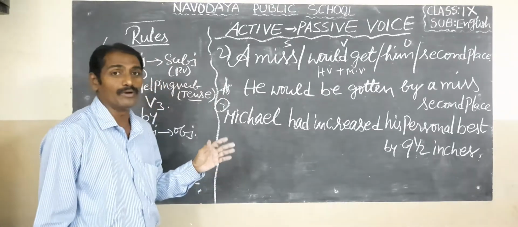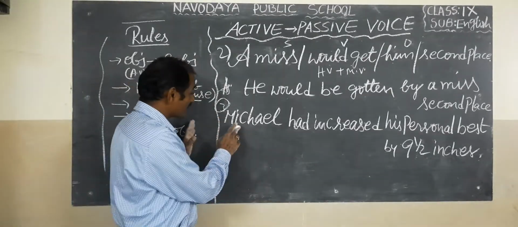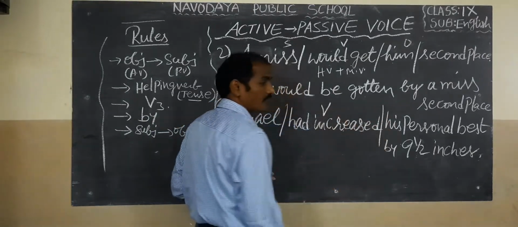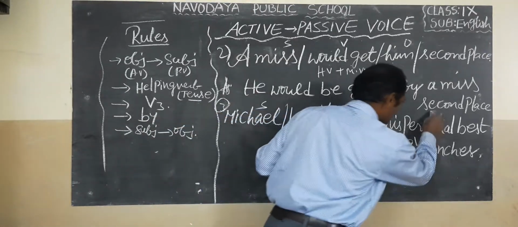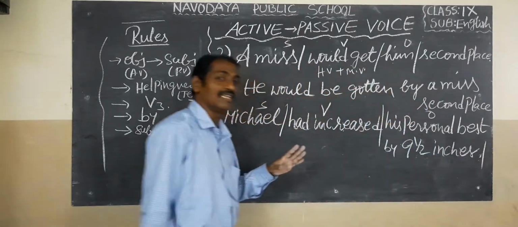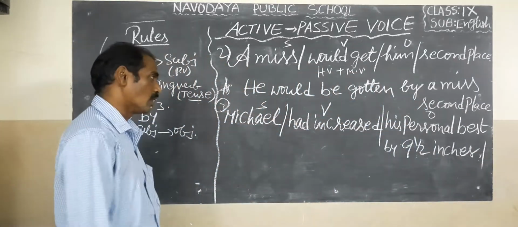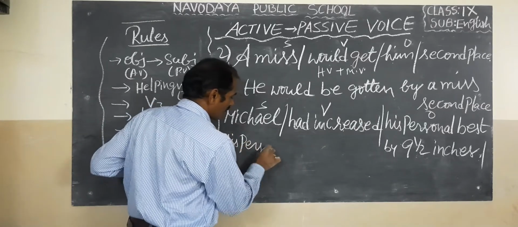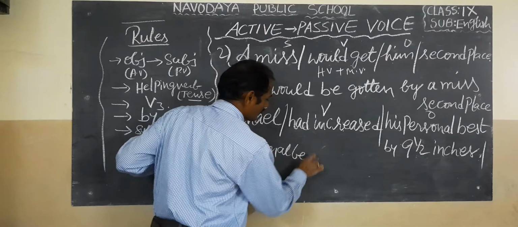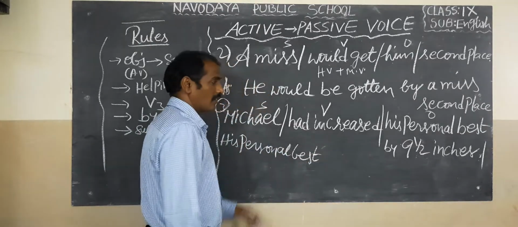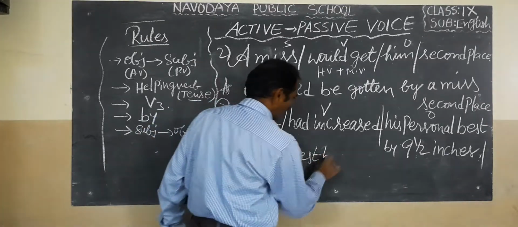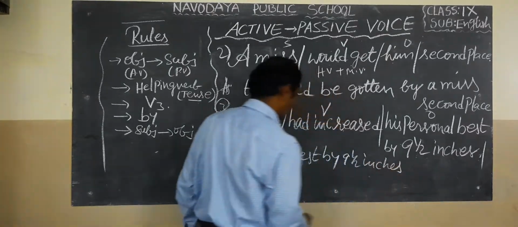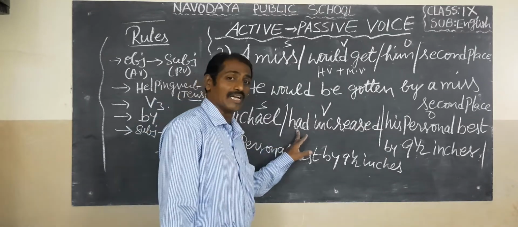Here Michael is the subject. Had increased is the verb. His personal best by 9.5 inches is the object. So the object became the subject: his personal best by 9.5 inches. Had is the past perfect.